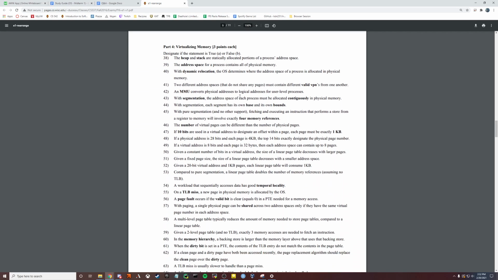Moving on to part 4, virtualizing memory. Designate if the statement is true or false. The heap and stack are statically allocated portions of a process's address space. I think that's false, right? I'm thinking the stack grows towards the next stack frame. Yeah, the heap is not static, right? Because doesn't the stack and the heap grow towards each other? Yes, I think that's correct.